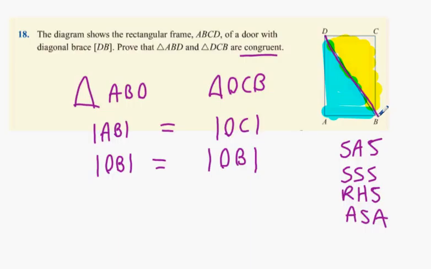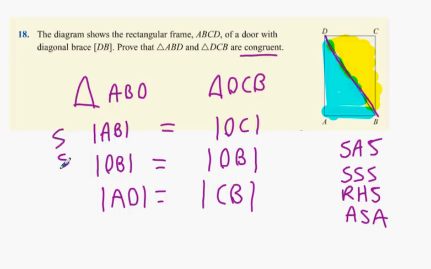Then finally, what's the last side? AD equals CB or BC, whichever one you choose. What's the reason? Opposite sides in a parallel, in a rectangle. And you just write down SSS, and then you say the triangles are congruent.